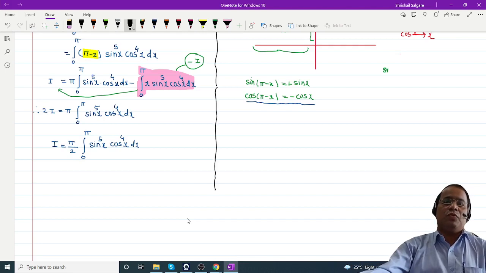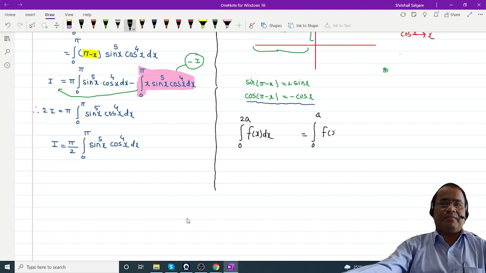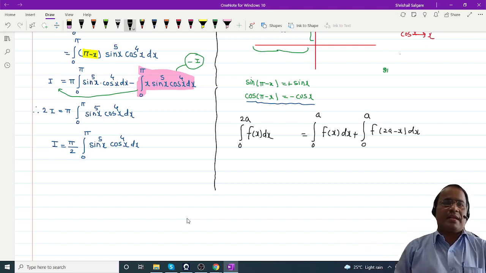to convert the limits, suppose the given limits are 0 to 2a, then the integral can be written as integral 0 to a f x dx. I think you may not recall, that's why I will write 0 to a f of 2a minus x dx. I am also not recalling exactly. If someone is confirmed, then it's okay. Otherwise, we will go. If you get stuck somewhere, then we have to check this.